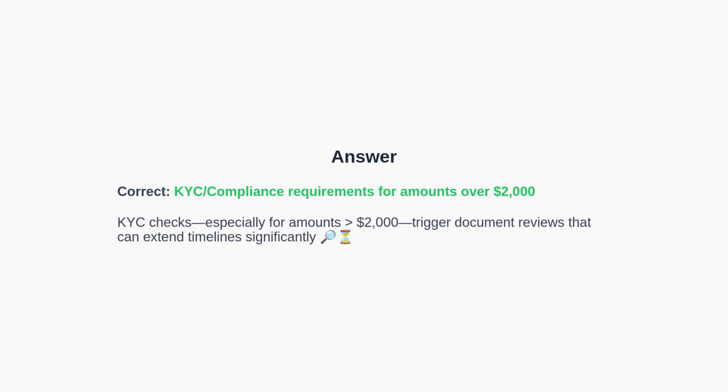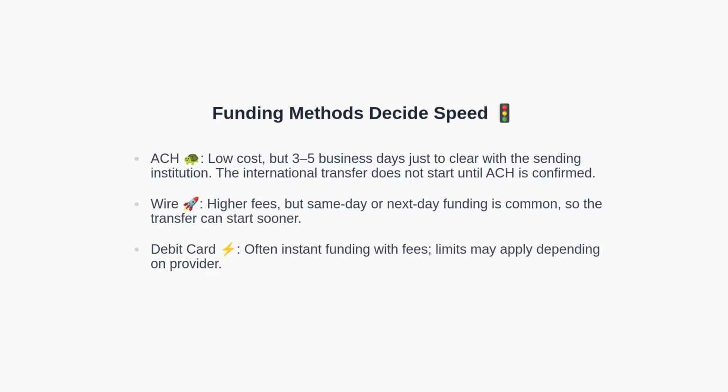The correct answer is KYC and compliance requirements for amounts over $2,000. These checks often introduce document review cycles that extend the timeline. Now, let us discuss funding methods. ACH is inexpensive but slow. It generally takes 3 to 5 business days for funds to clear and settle with the sending institution, and the international transfer does not begin until that settlement is complete.